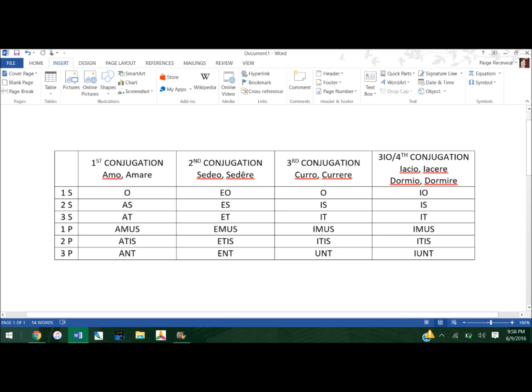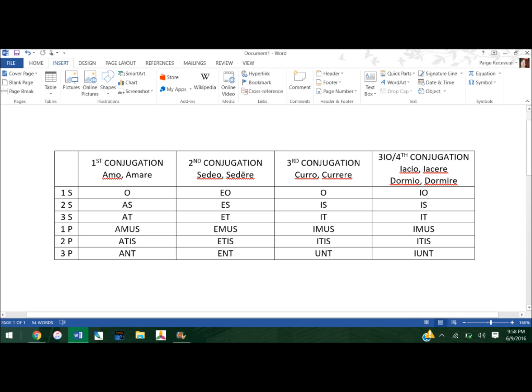And last but not least, we have third IO and fourth. So for these, you should know by now, because there's an IO in both of the first principal parts, that it's going to be exactly like third, except for any time that there is a vowel other than an I, you add an I before that vowel. For example, we can go to the word iacio iacere, which is a third IO. You realize the first principal part has an IO, which means it's either a third IO or fourth, and so you would look at the second principal part, it has a short ERE, so it's third IO.